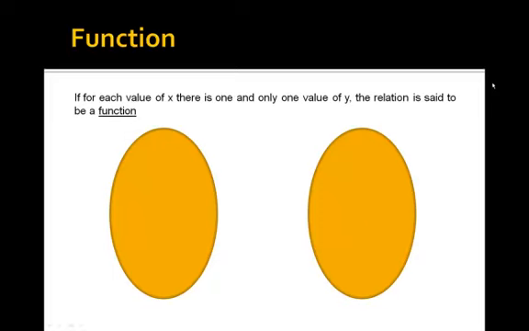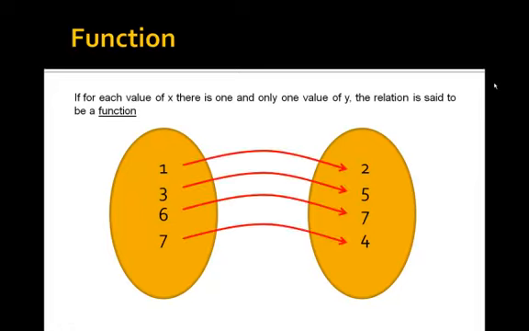So I'm basically going to list out my values for x on the left, and then list out my values for y on the right. So on the left, I have 1, 3, 6, and 7, and then on the right, 2, 5, 7, and 4. Now, if you look at the connections between those inputs and outputs, you'll see that for every value of x on the left, it goes to 1 and only one value of y on the right. Therefore, this thing really is a function.